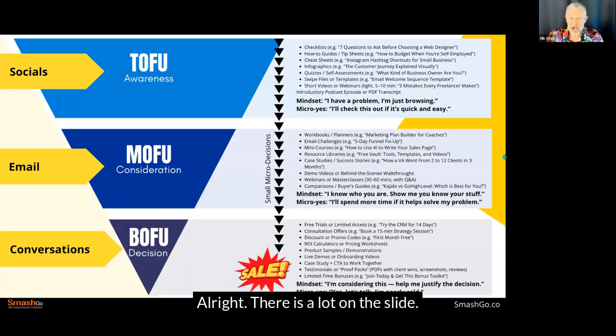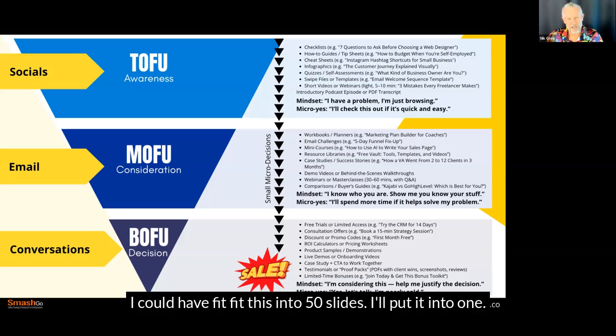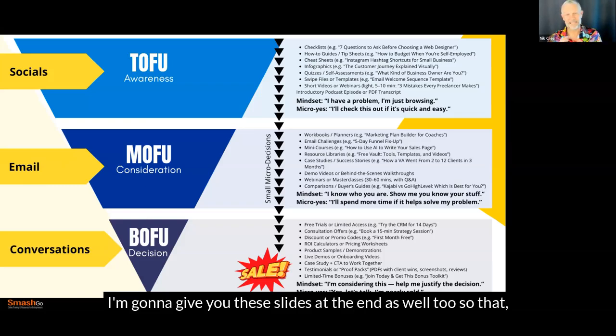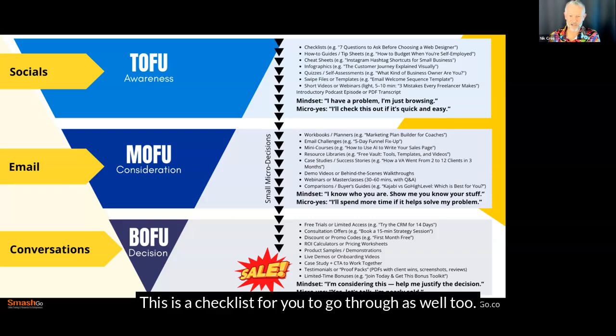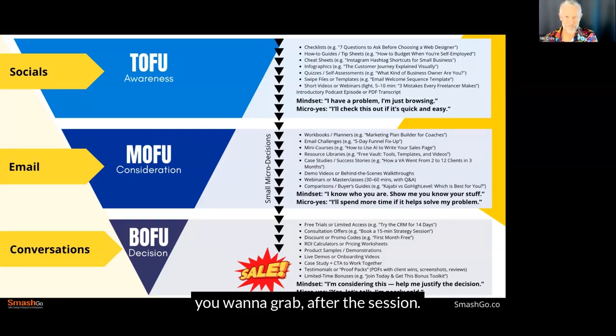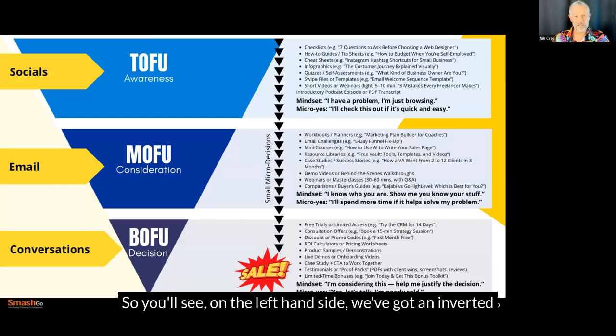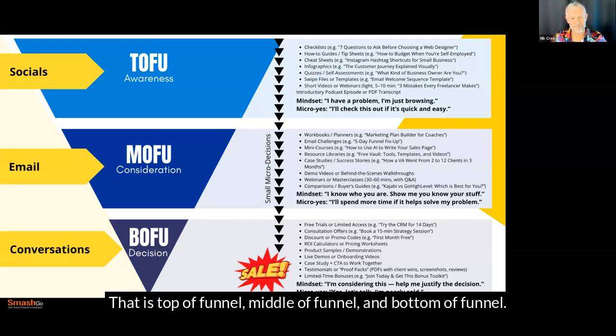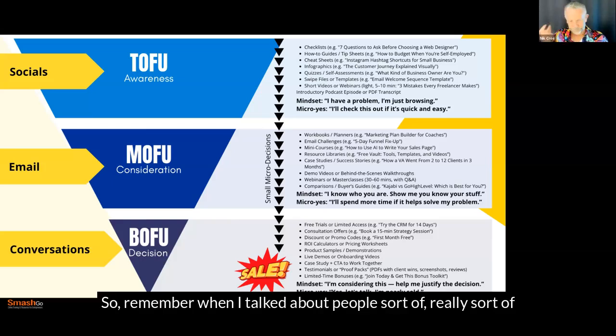All right, there is a lot on the slide. I could have fit this into 50 slides. I put it into one. I'm not expecting you to read it. I'm going to give you these slides at the end as well, so that you can go through it. This is a checklist for you to go through as well. So it's definitely something you want to grab after the session. So you'll see on the left-hand side, we've got an inverted triangle and it's got the words tofu, mofu, and bofu in it. That is top of funnel, middle of funnel, and bottom of funnel.